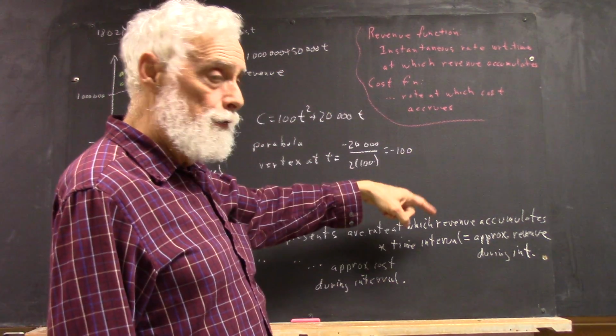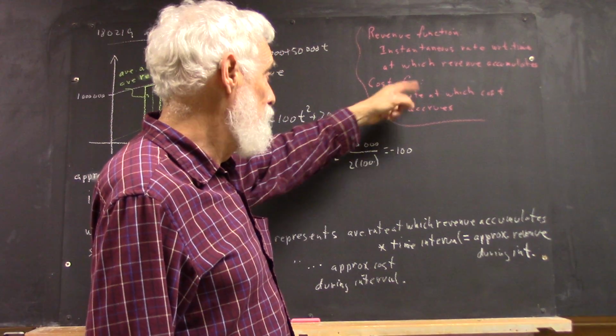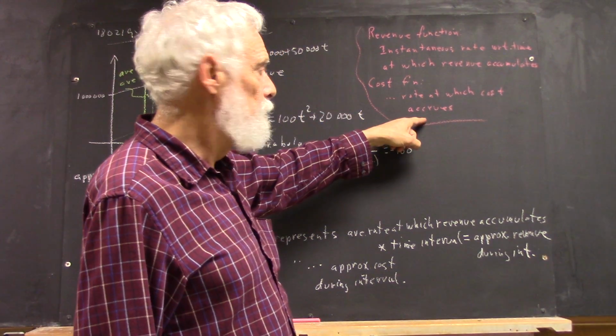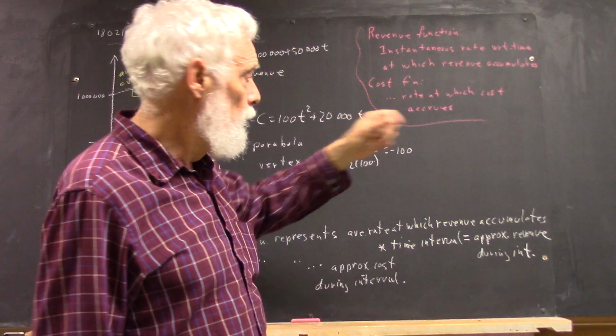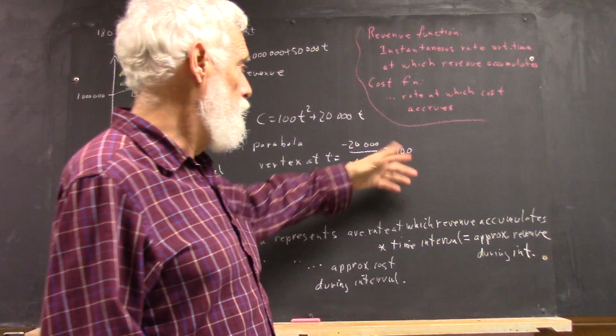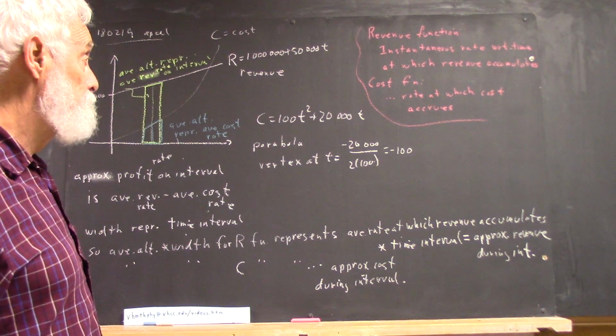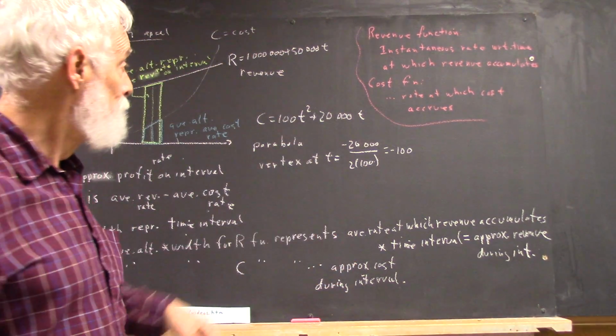Similarly, the cost function is the rate at which cost accumulates. And I said it, which cost accrues, because I wanted to show off my vocabulary, and I'm probably using a bad word there anyhow, that no economist would ever use. Okay, in any case, and I don't know how economists talk.